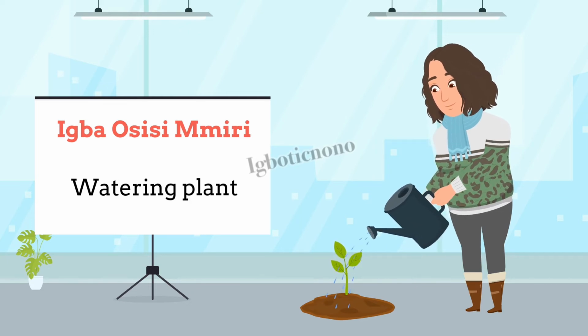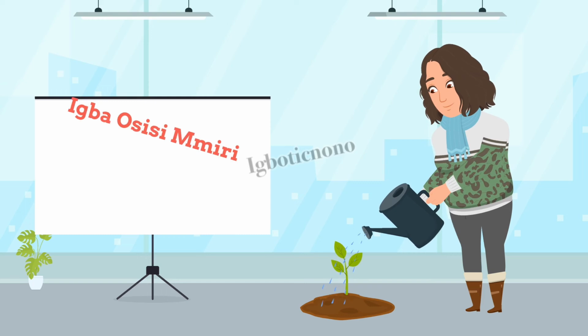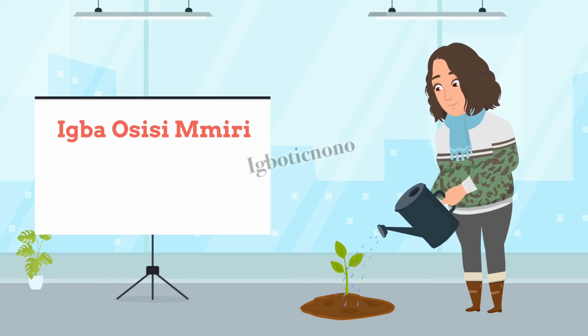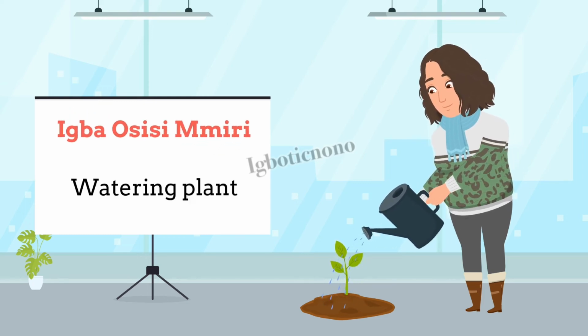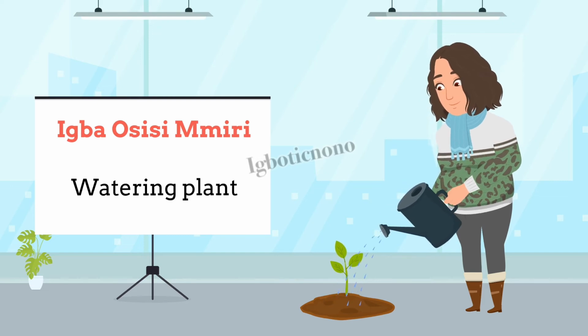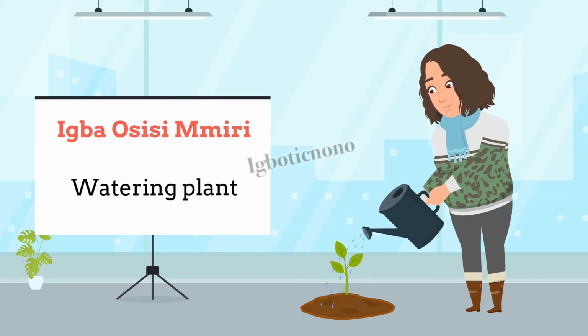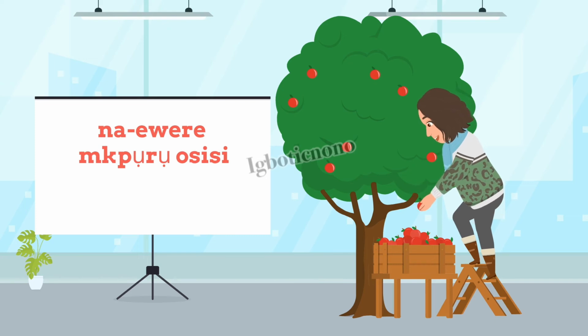Ịgba osisi mmiri. Watering plant. Ịgba osisi mmiri. Watering plant.